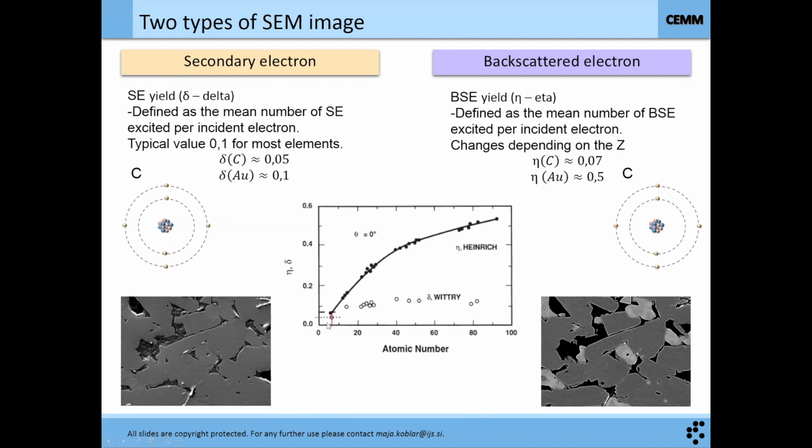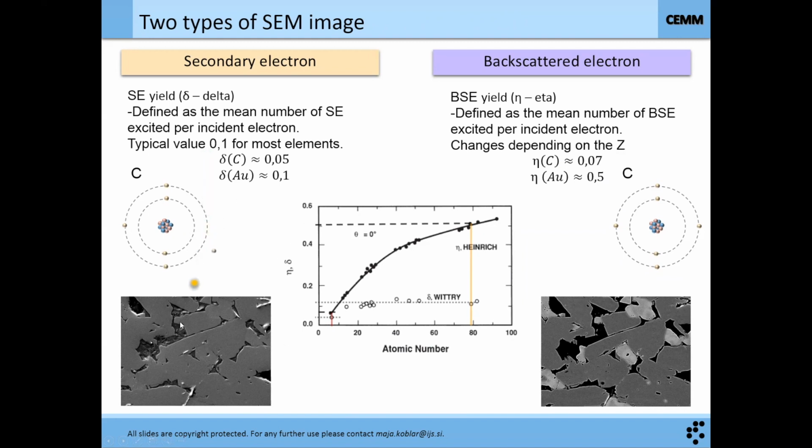For example, carbon, the yield is really low. For gold, you see the yield for the secondary is here, and for the backscattered, it's here. And that's why you can see the contrast in the backscattered image. But here I would like to note that this only applies if you go to higher voltages. When you're at 1 keV, 2 keV, that doesn't apply because the physics of the cross-section is different.